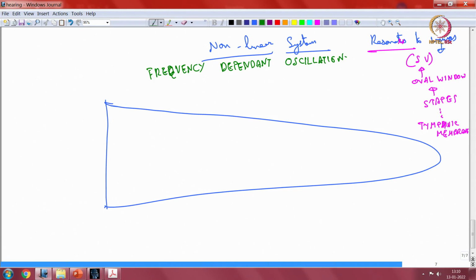So how is it? You have something like 20 hertz and 20 kilohertz. At 20 hertz, there is maximum oscillation in this part of the membrane. So this is the basilar membrane, and the apex of the basilar membrane vibrates with low frequency.